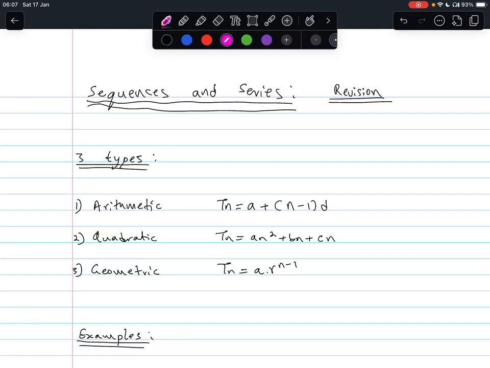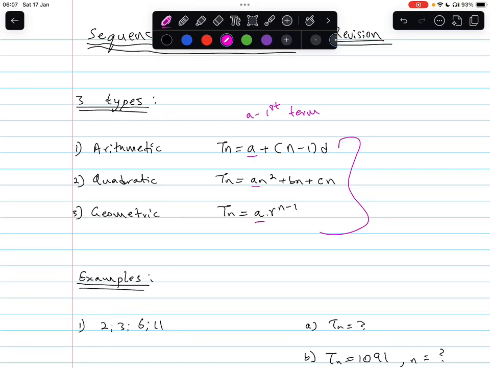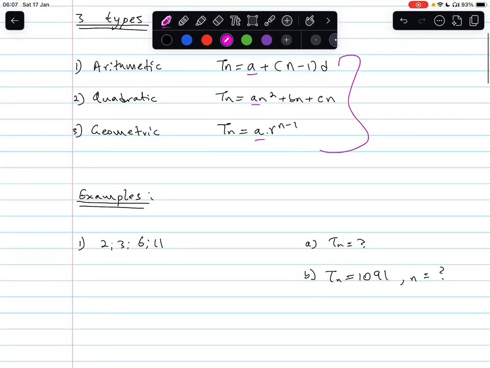As you can see, they all have a value of a, and in all these formulas, the value of a is the first term. How we find the values of d, b, c, and r for all these formulas, we'll find out in the following examples that we are going to cover. All right, let's take a look at an example here.